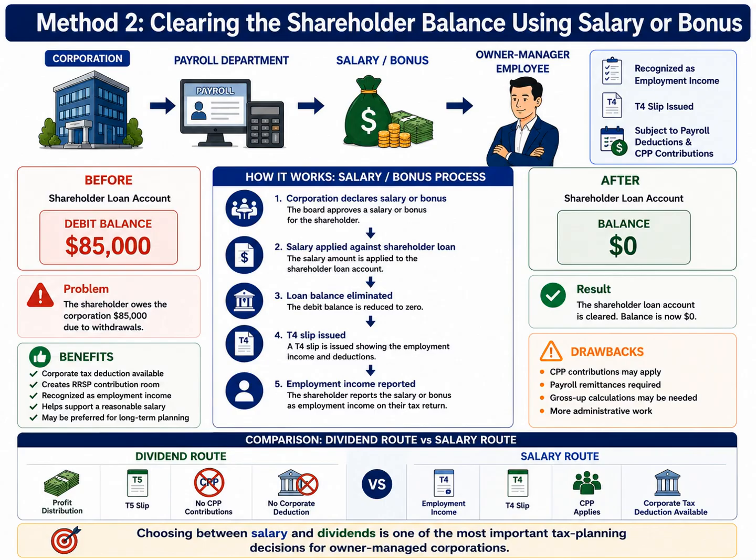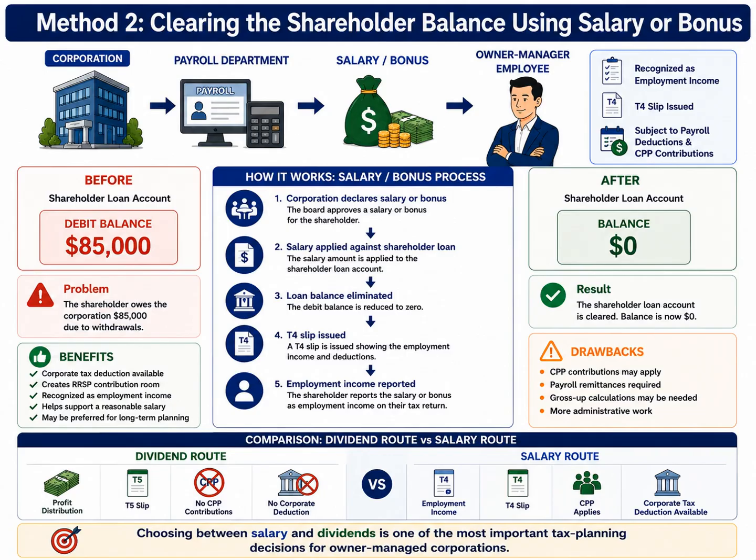Since many owner-managers are also employees of their corporation, the company can compensate them for services they have provided to the business. Once the salary or bonus is approved, the amount is applied against the shareholder loan account. Rather than requiring the shareholder to repay the corporation, the salary is used to offset the outstanding balance. As a result, the shareholder loan account is reduced and can often be brought down to zero.